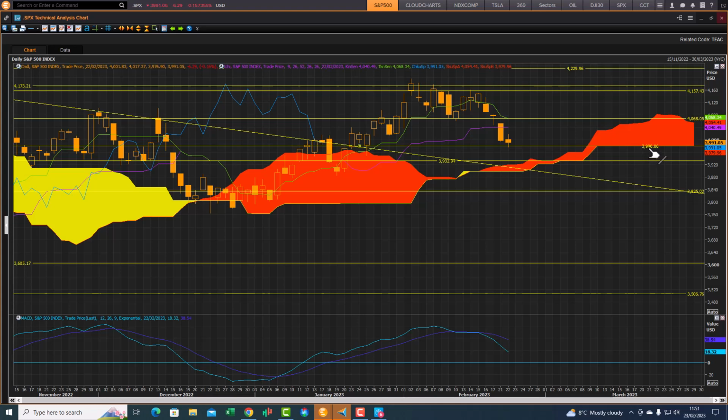3980 is a front cloud support level, 3932, and then the bottom end of the cloud here, 3920, and then an ultimate low here for a cloud support zone is this line here, 3796. So these are the downside risk targets.